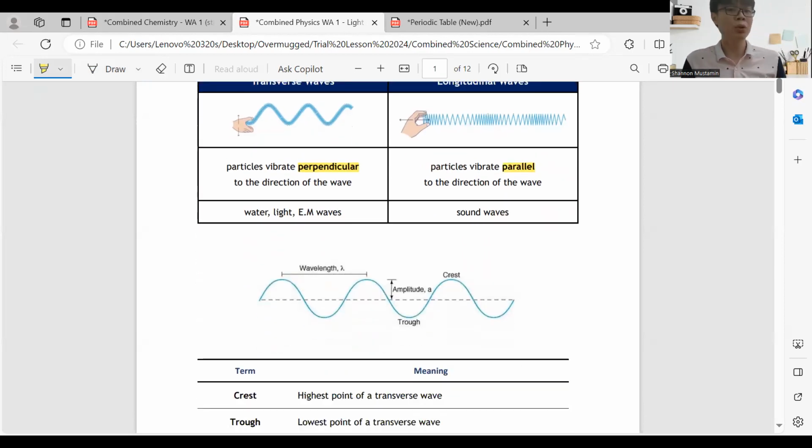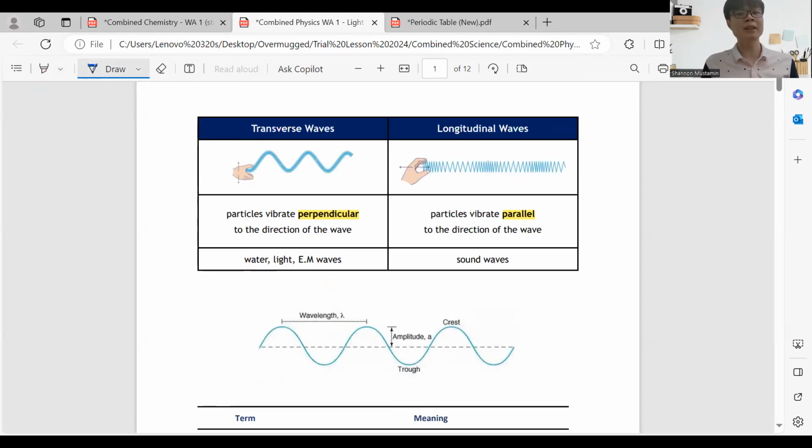You also need to know certain examples. For the O-level syllabus, longitudinal wave. Oh, they give you. Okay, sorry. For longitudinal waves in the O-level syllabus, sound waves. The rest are usually transverse waves, unless the question states otherwise.